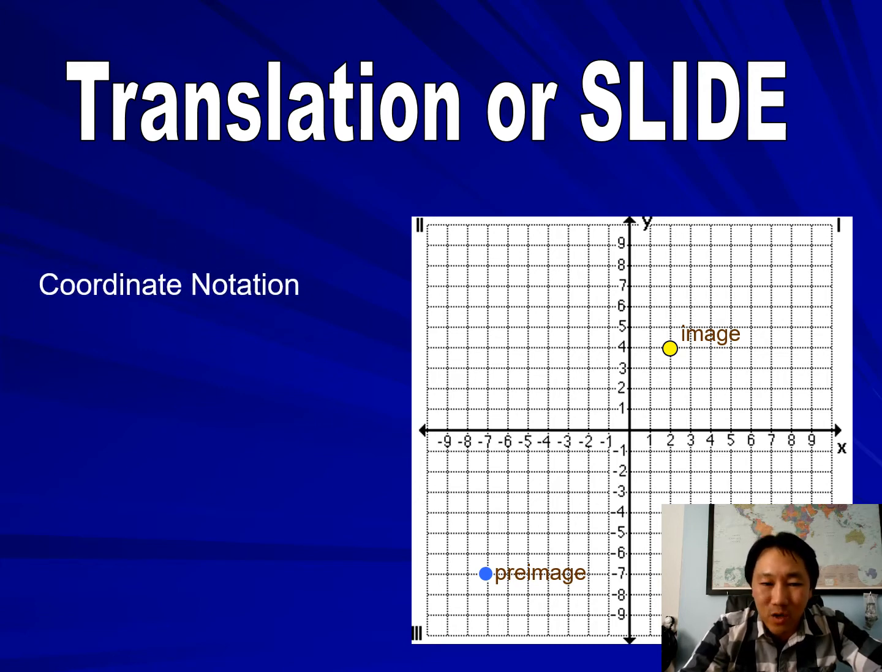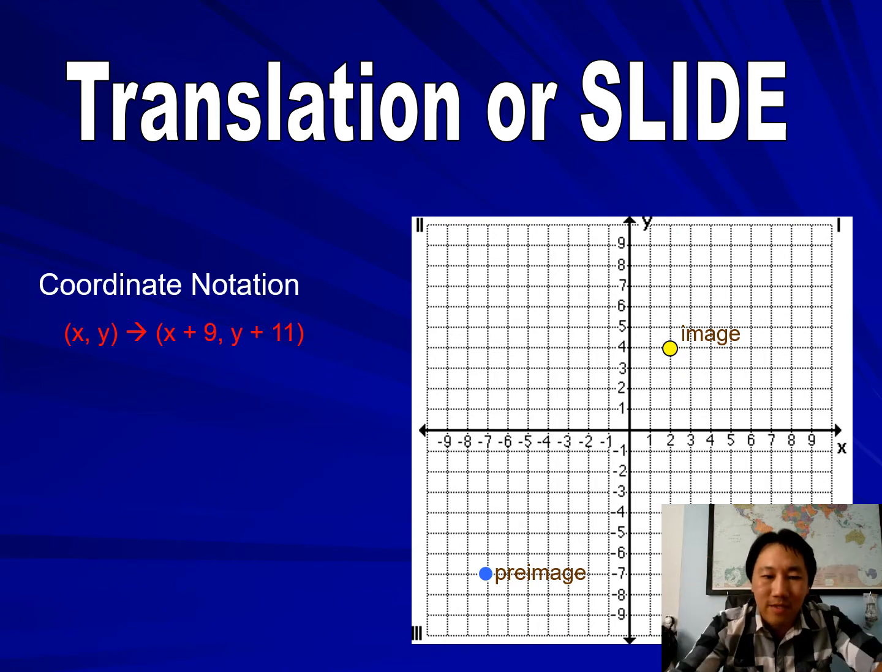The first way is called coordinate notation, where you write it with parentheses. You start off with an x and a y, and then what do you want to do with the x and y? You want to add 9 to the x and add 11 to the y.